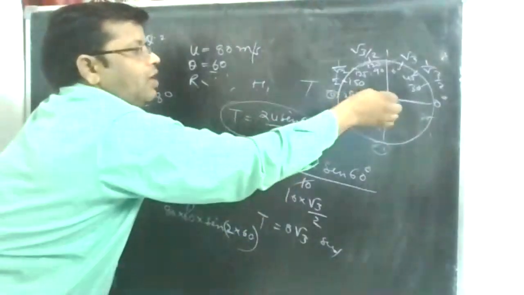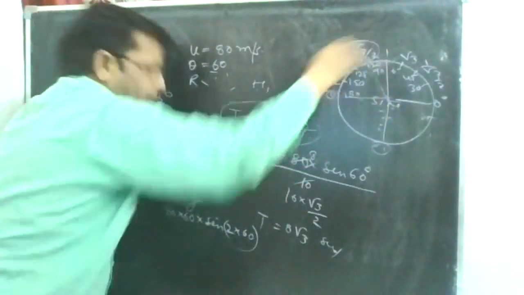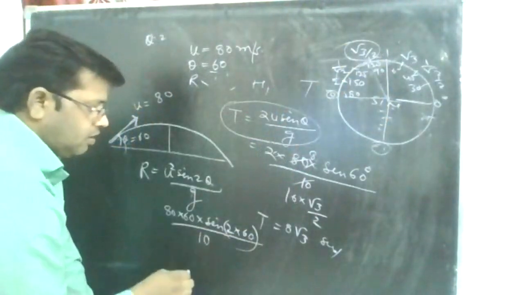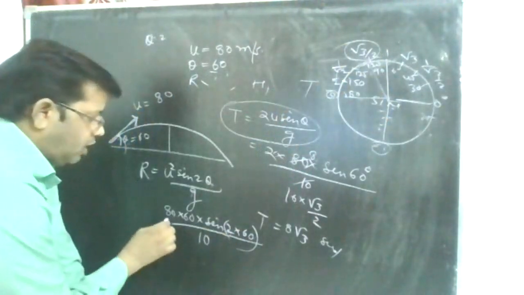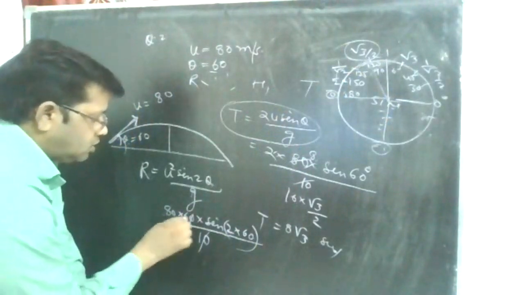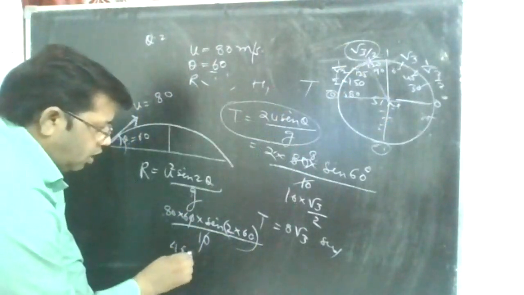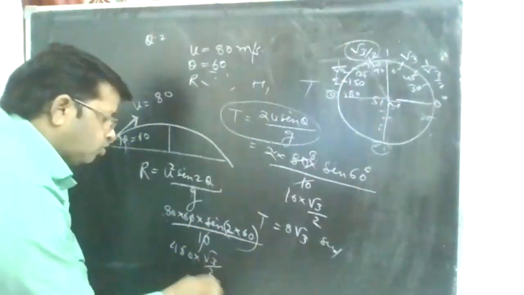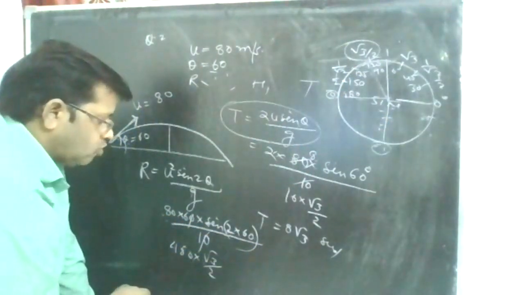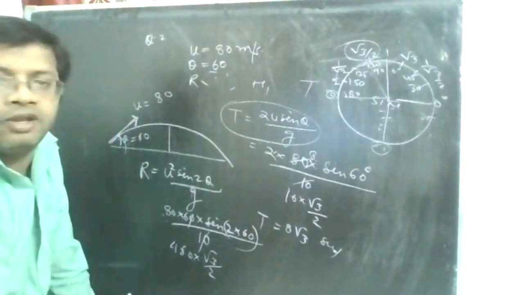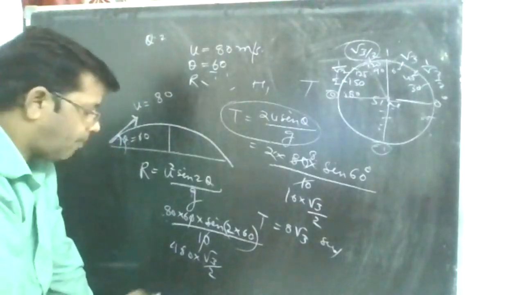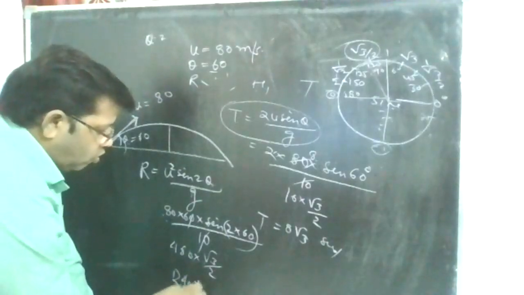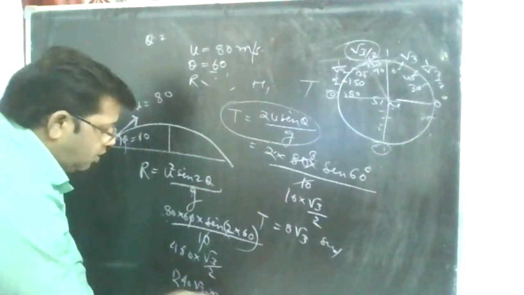Sin 120, what is the value of sin 120? Root 3 by 2. Put here, g is 10. What is the value of sin 120? Cut this. 8 6 480 into sin 120, root 3 by 2. So what is the answer? 240 root 3. Range is 240 root 3 meter.